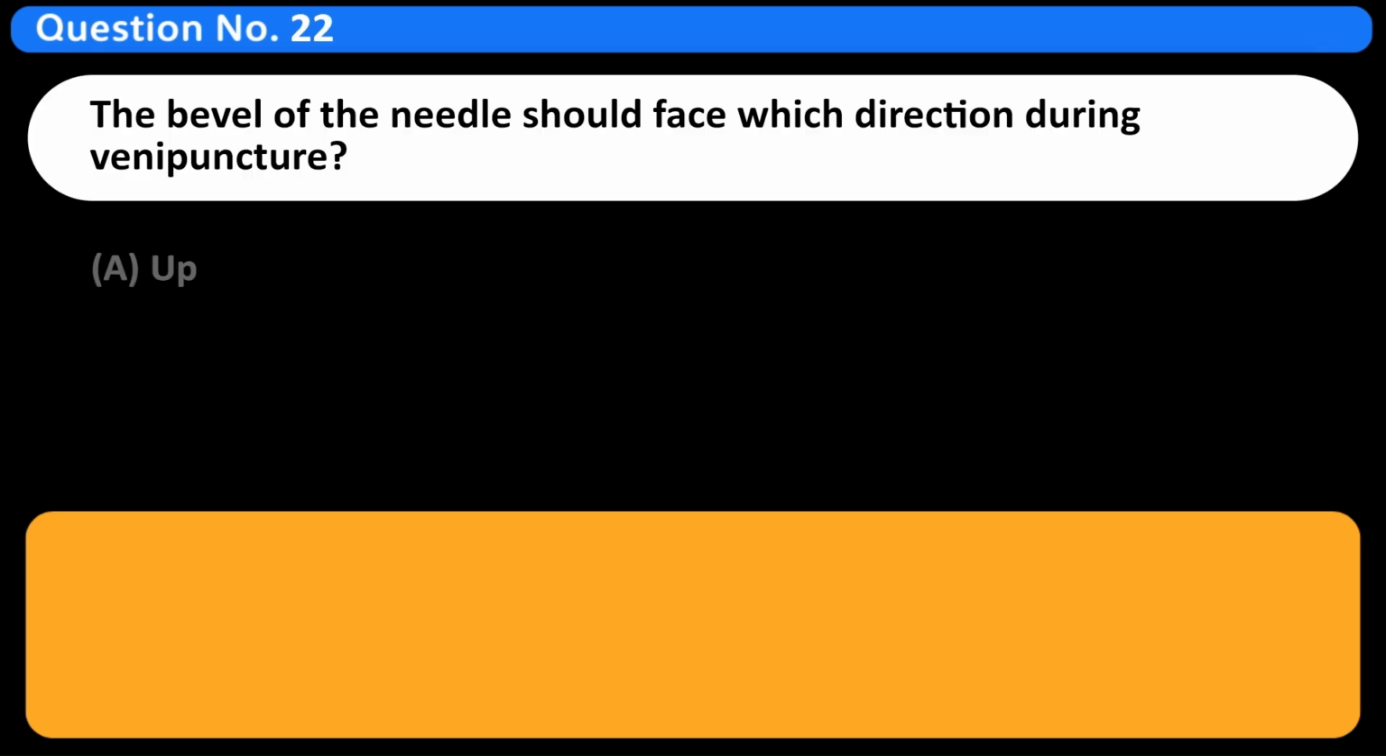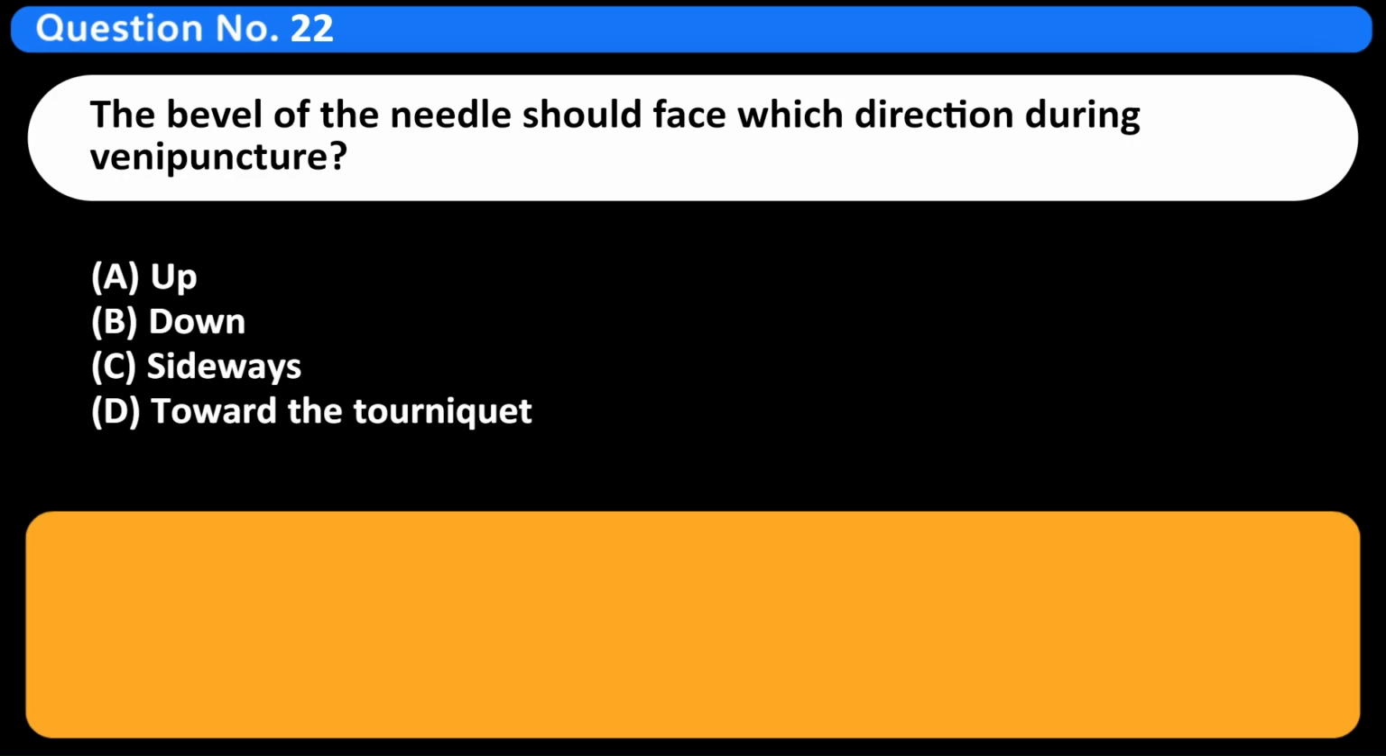The bevel of the needle should face which direction during venipuncture? A. Up. B. Down. C. Sideways. D. Toward the tourniquet.